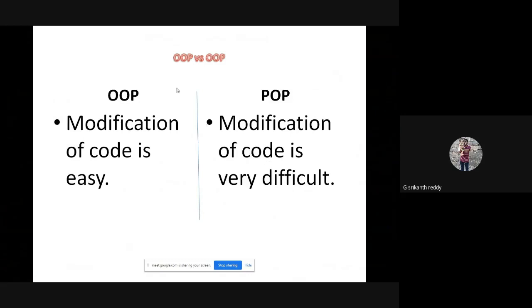In object oriented programming, modification of code is easy. That means when a function or a method needs to be changed, some code needs to be changed, that influences only up to that particular part of the code called object or class. Whereas in procedure oriented programming, the code modification is very difficult, because if you change some part of the code, it reflects changes in various other parts, various other functions need to be changed. Whereas in object oriented programming, it is very easy to modify the existing code.